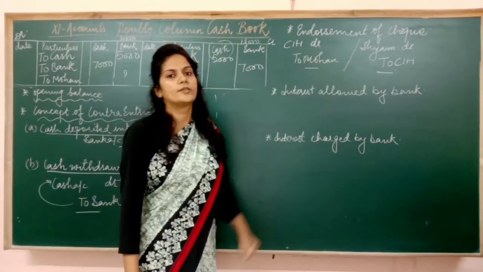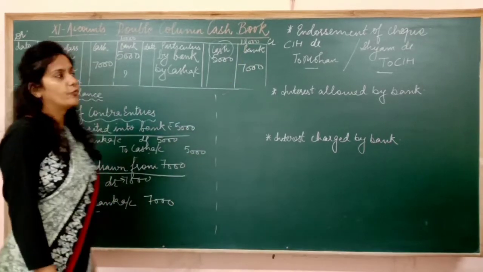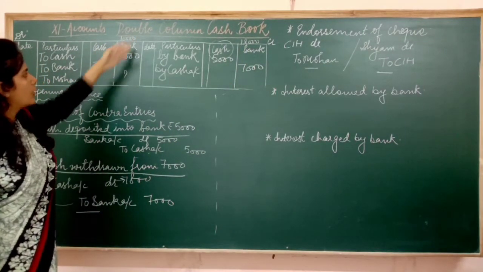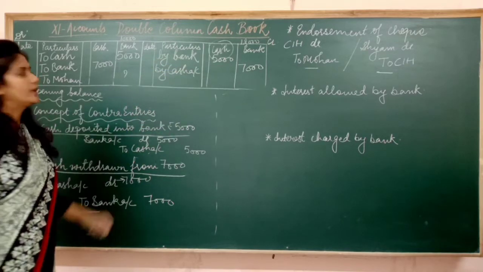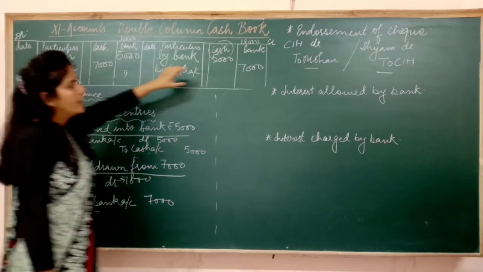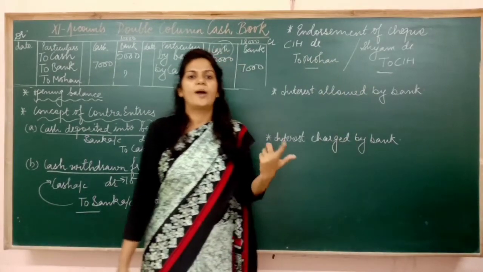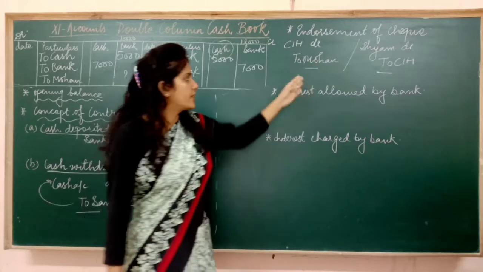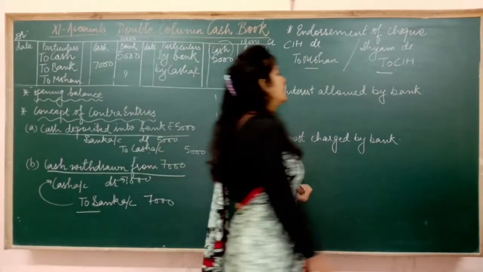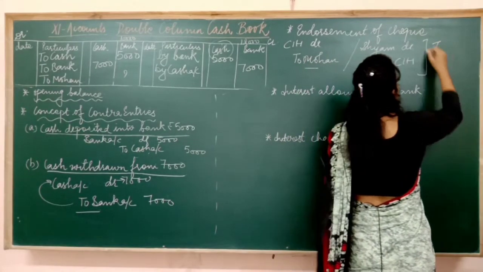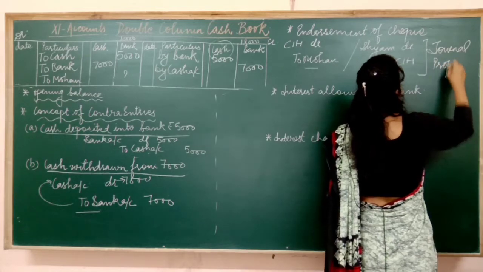Now have a look on both the entries. We can't record both the entries in the cash book. Why? Because neither are we making the column of checks in hand, nor Shyam's nor Mohan's. We are making the column of cash and bank, and in both the entries neither cash is debited or credited, neither bank is debited or credited. So such entries will not be recorded in the cash book. Such entries will be recorded in some other book, that is journal proper.